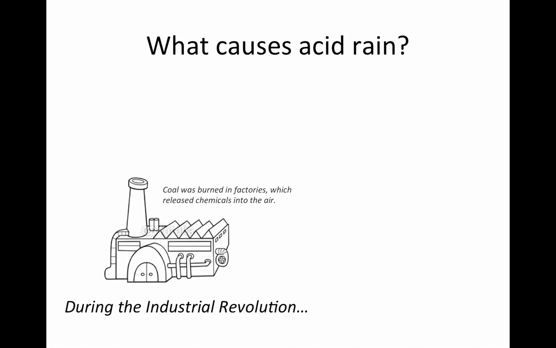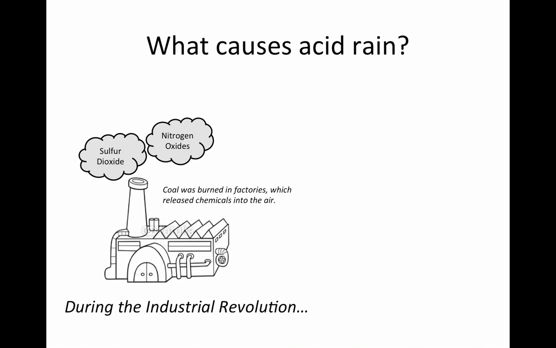Coal was burned in factories, which released chemicals into the air. With all of this pollution, thick clouds of dark black soot hung over many cities. Today, still, exhaust from factories and cars are the main sources of air pollution. 2 chemicals in particular were very bad for creating acid rain. These 2 chemicals are sulfur dioxide and nitrogen oxides.